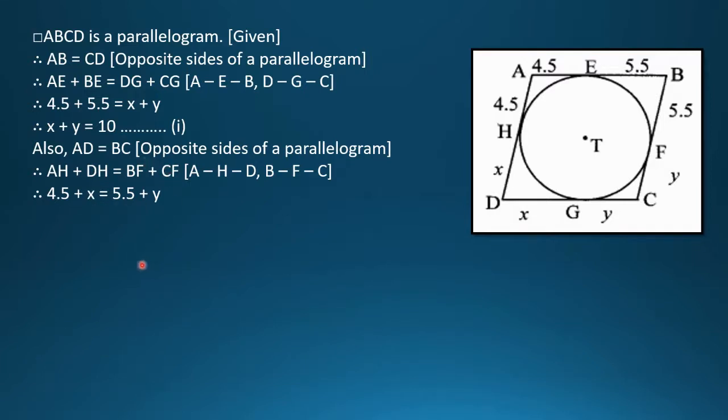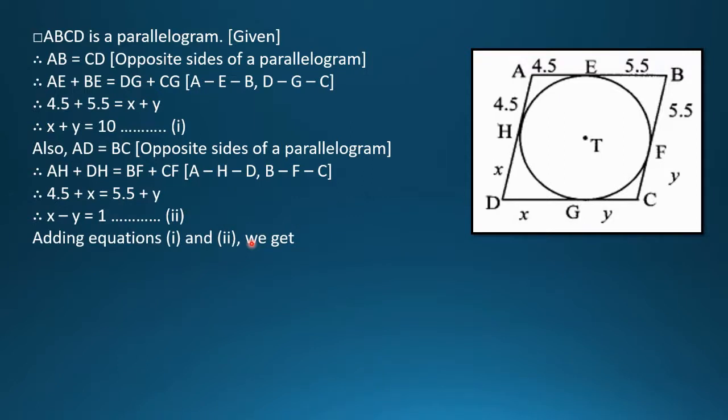Just rearranging this will bring the variables on one side. So we'll get x, and if we take this plus y on the other side, it will become minus y. And if we take this 4.5 on the other side, we'll get 5.5 minus 4.5. So the equation that we get here is x minus y is equal to 1. This is equation 2. Now we'll solve equations 1 and 2 simultaneously.